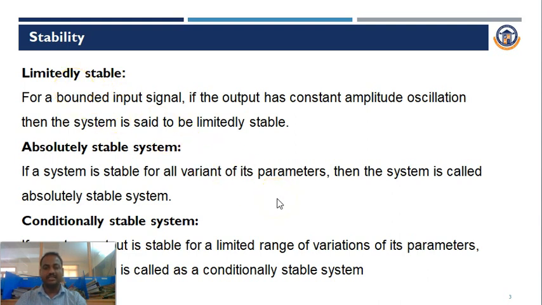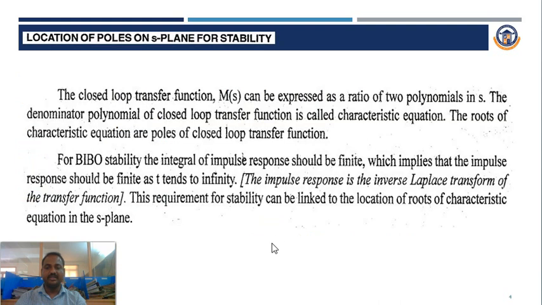Each and every one has a mode. Limitedly means you have a limited oscillation, absolutely stable means it is stable for all variance of its parameters, and conditionally stable means it takes a limited range of variance.